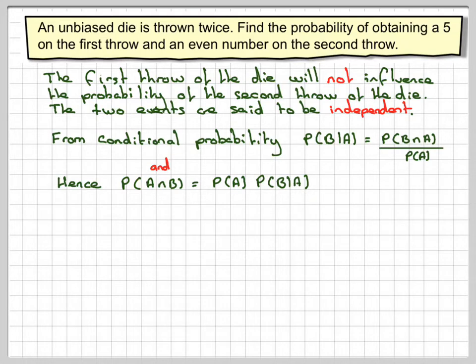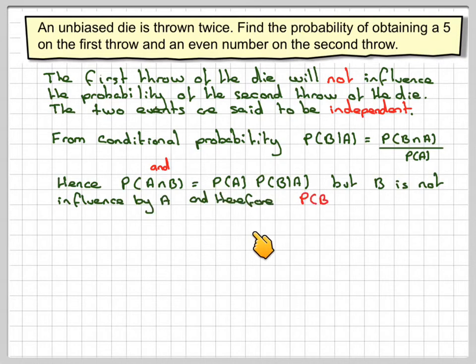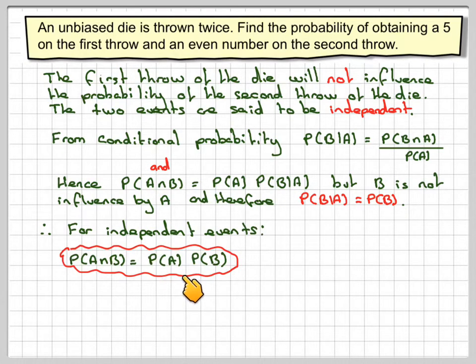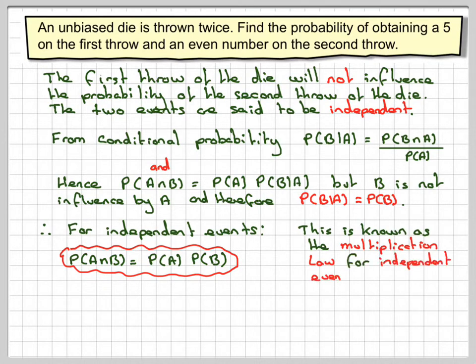Now, but B is not influenced by A, and therefore we can say that the probability of B given A has already happened is equal to the probability of B. And therefore, for independent events, we can say the probability of A and B happening is equal to the probability of A times the probability of B. This is known as the multiplication law for independent events.